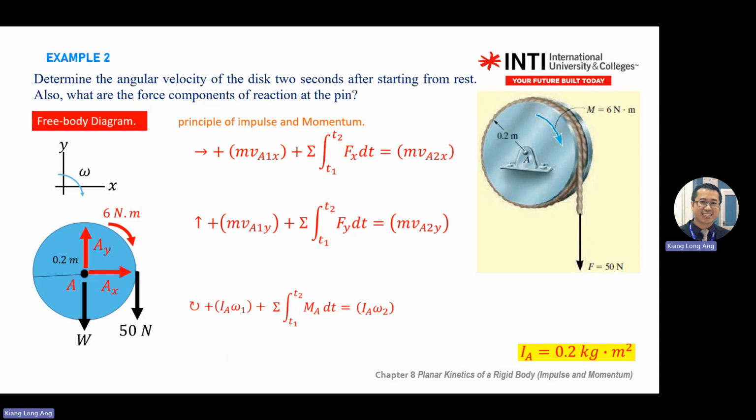You understand what is v sub a 1x, right? The correct answer is 0, but why? You must understand the why. It's not rest. You can say it's starting from rest, but it's not so accurate.